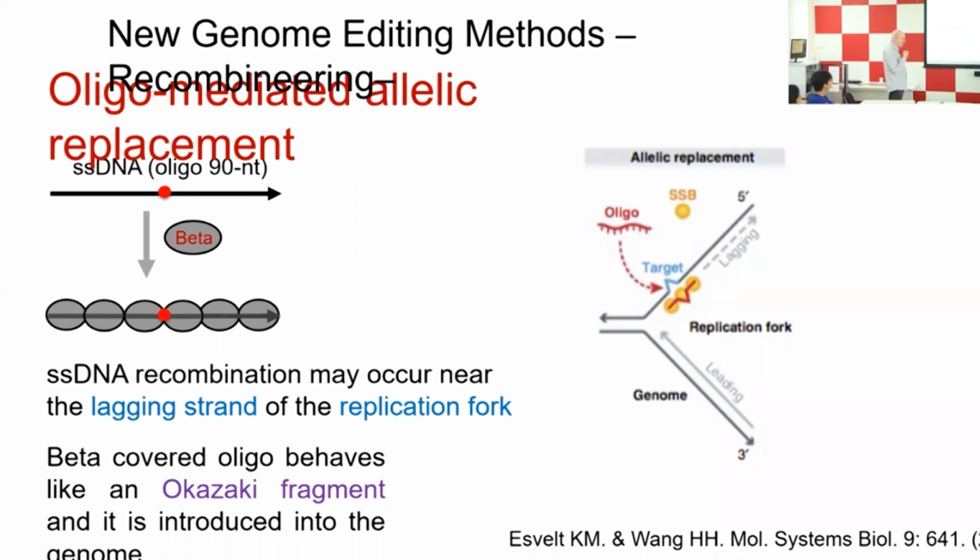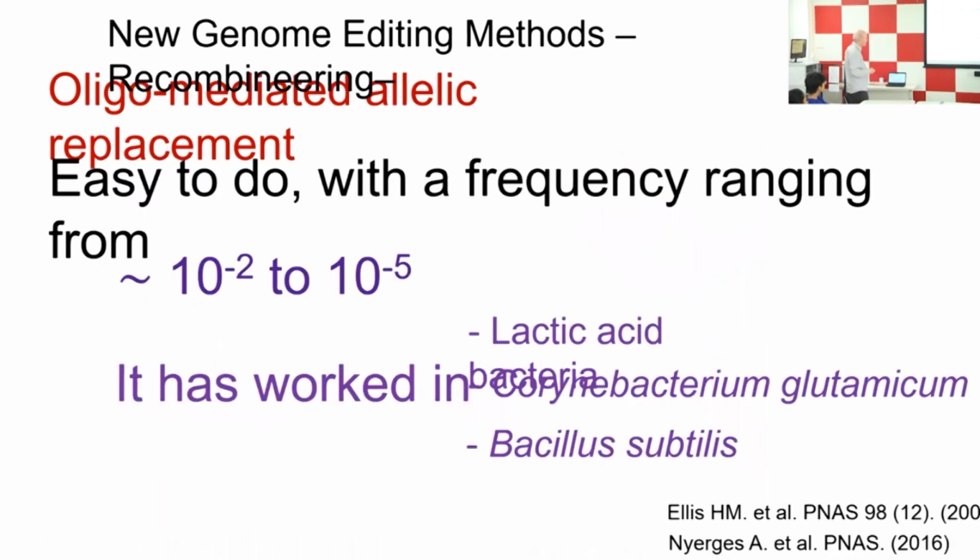So conceptually, I think that this is much easier to understand: if you want to enter a specific mutation in a place of the genome, then you prepare an oligo that carries that mutation, and then at some point, while cells are growing, you invade the cells with the oligo, and the oligo will find its way to its target, and then the mutation will be inherited. Okay, so this is what is called oligo-mediated allelic replacement, and it is very easy to do from a technical point of view, and the frequencies are very, very high.